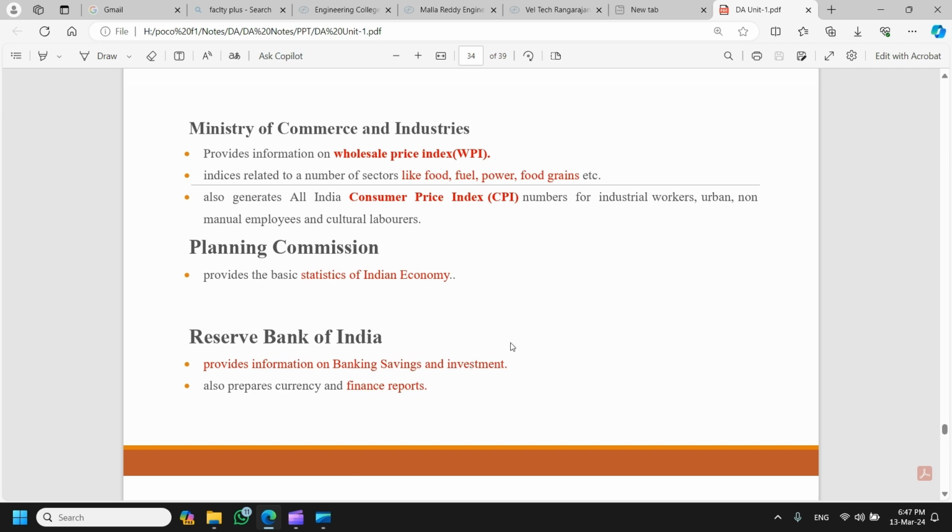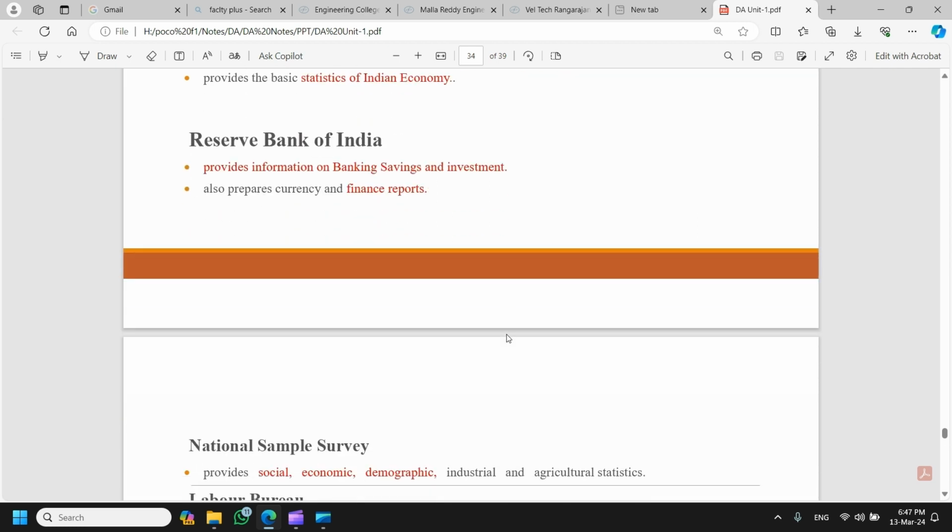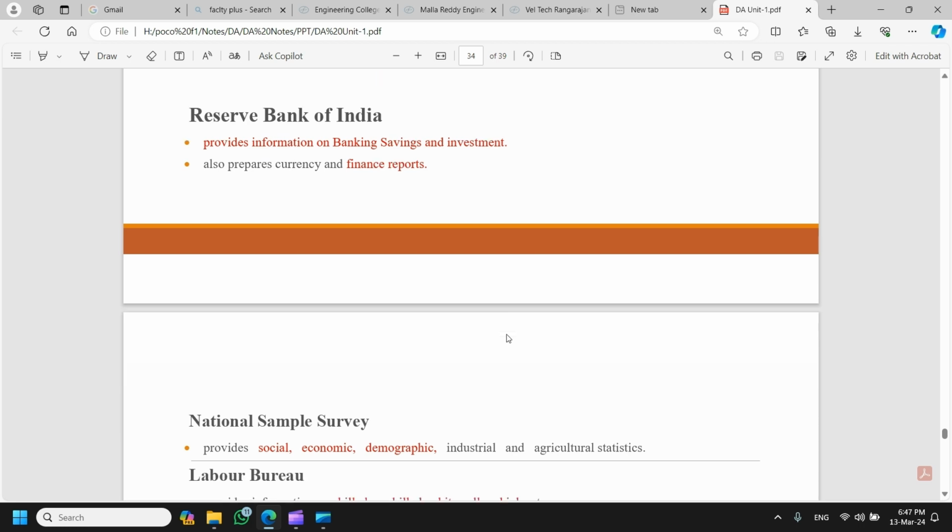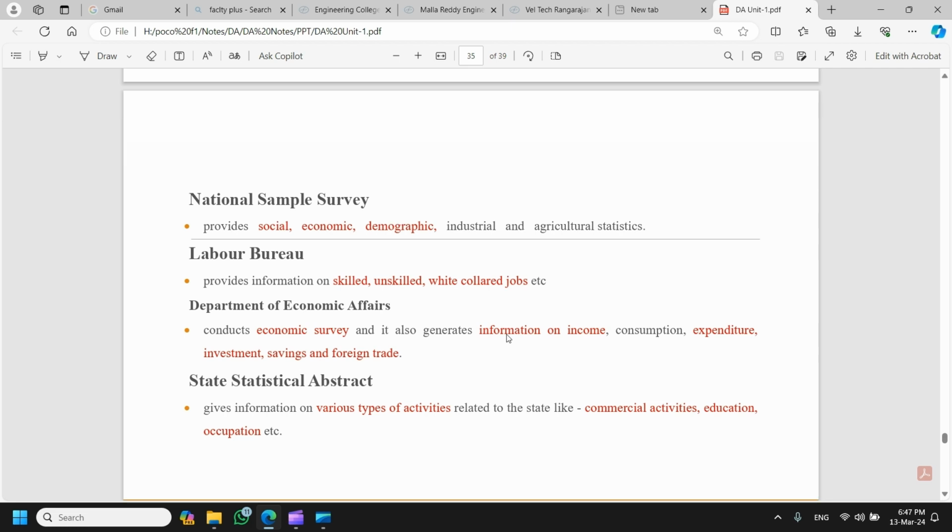The Reserve Bank of India provides banking, savings, and investment data, and also prepares the currency and financial report. The National Sample Survey provides social, economic, demographic, industry, and agricultural statistics. The Labour Bureau provides data on skilled and unskilled labourers, white-collar jobs, and how many jobs are coming.